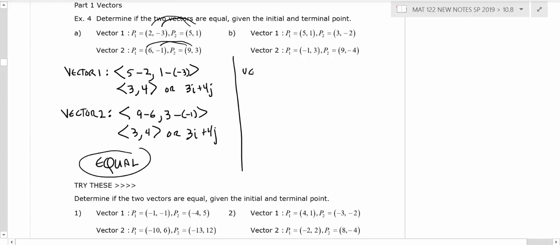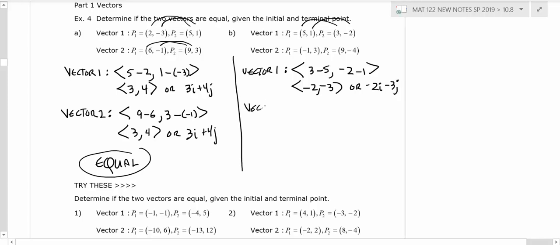Okay, we'll do the same thing on this one. Vector 1, we're just going to go 3 minus 5, subtracting the horizontal components, and then subtract the y components. So that gives the vector (-2, -3), which means that would be the vector -2i minus 3j. Okay, vector 2, do the same thing. You're going to do 9 subtract -1, and then -4 subtract 3. So that would give you the vector (10, -7). So that's different. So those are not equal.